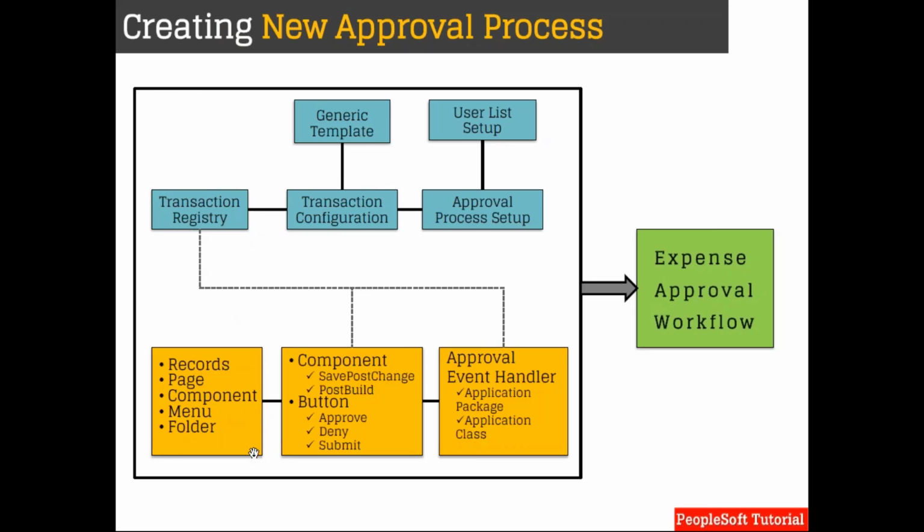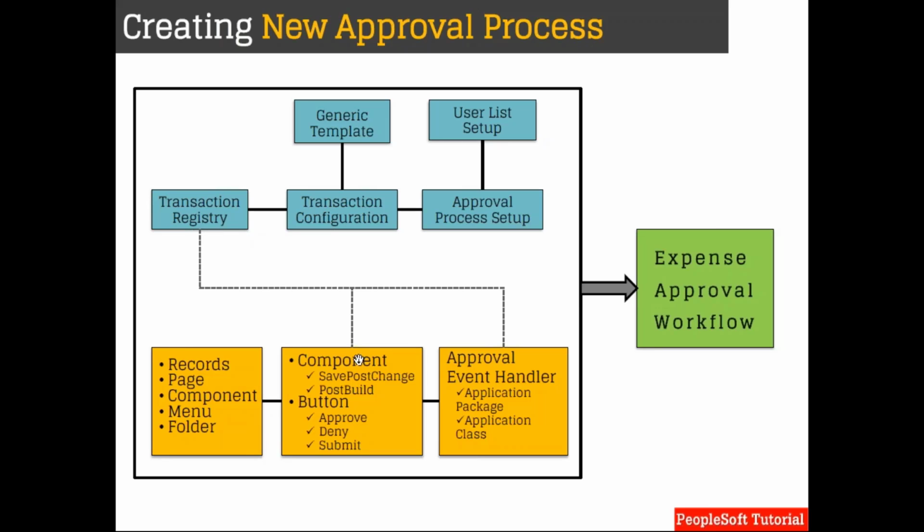So the developer will first create the record, page, component, menu, folder, and then he will design the transaction registry. Basically naming, or I would say providing a process ID to this configuration. So this configuration will be named with the process ID.